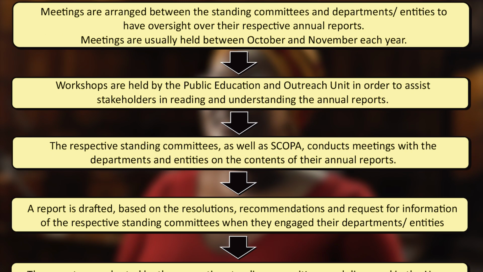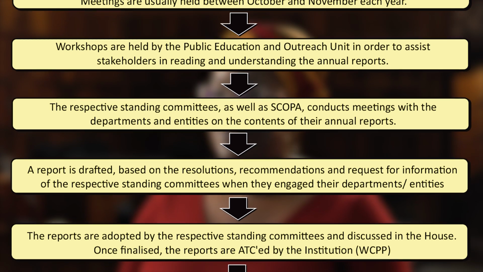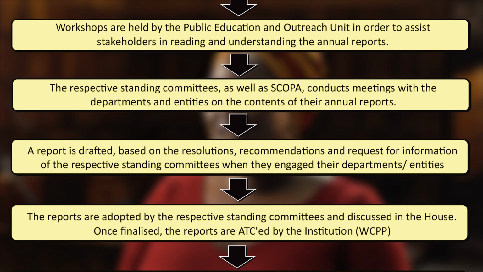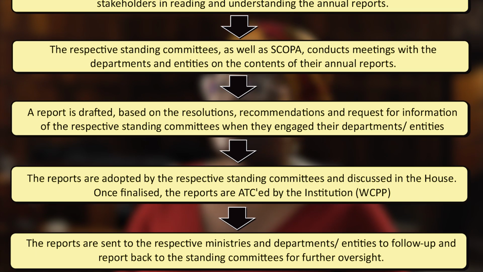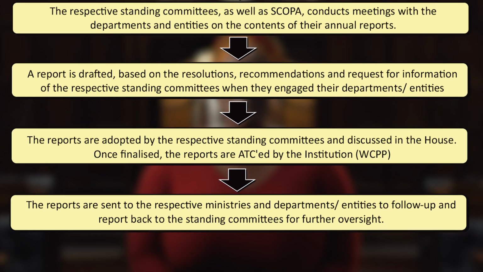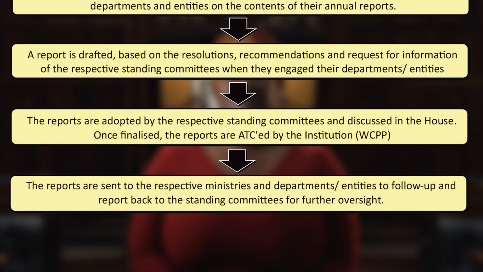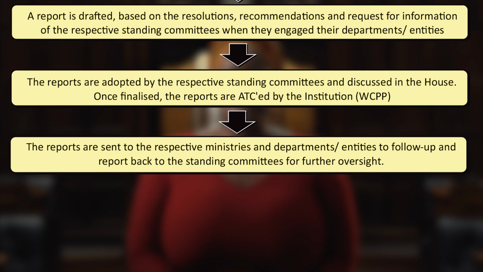Step 5. The Standing Committee on Public Accounts and the relevant Standing Committee meet with the government department to compile a report based on the recommendations from the earlier interrogations. Step 6. Once this report has been drafted, it is adopted by the Standing Committee. The final step is where this report is then referred back to the House for budget votes.